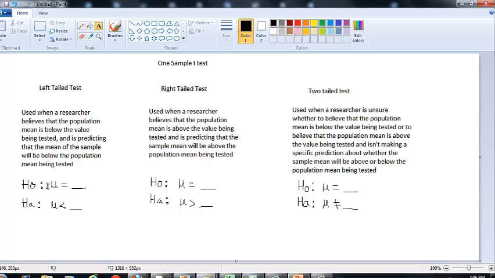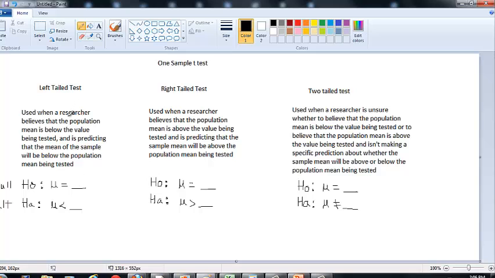The alternative hypothesis, which is down here. H0 is null, HA is alternative. Sorry if I didn't say that earlier.